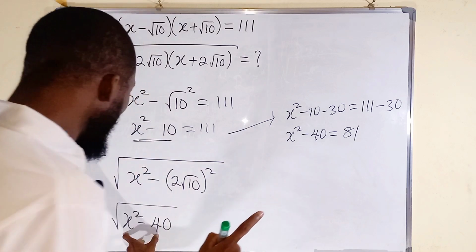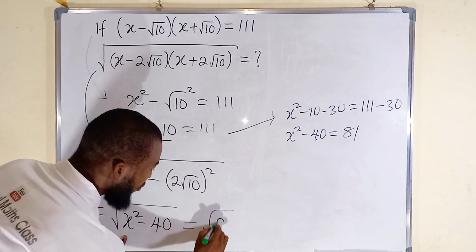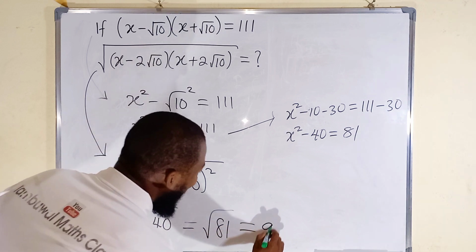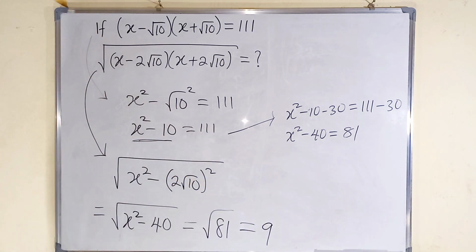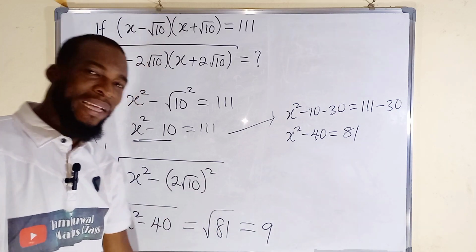So you can see that x squared minus 40 is equal to 81 according to this equation. Therefore this is the square root of 81, which is equal to 9. As simple as that. Therefore you can see in both cases we have the value to be equal to 9.